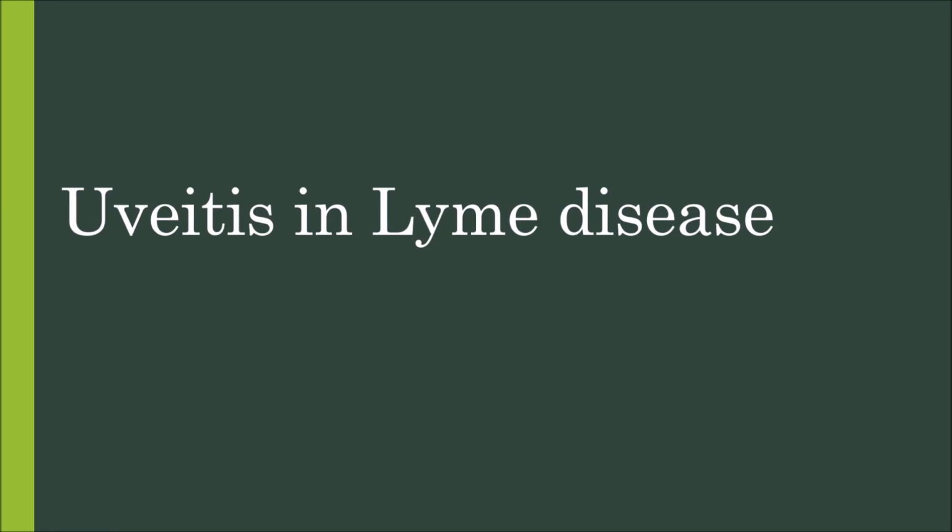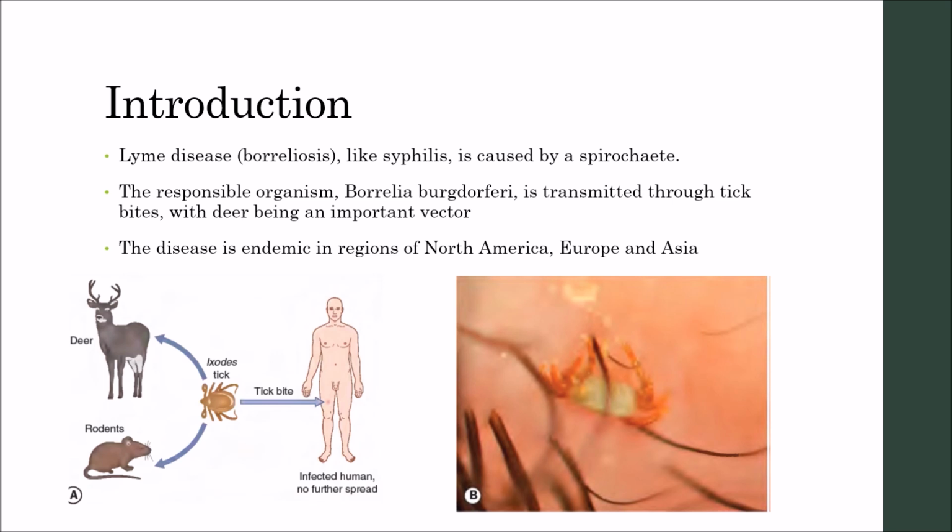The topic of discussion today is uveitis and Lyme's disease. As usual, we are going to start with the introduction. Lyme disease or borreliosis, like syphilis, is caused by a spirochete. The responsible organism Borrelia burgdorferi is transmitted through a tick bite, with deer being an important vector.